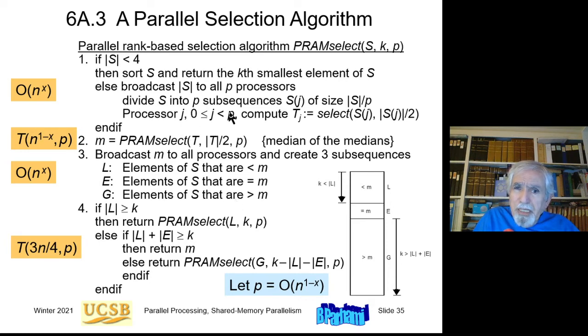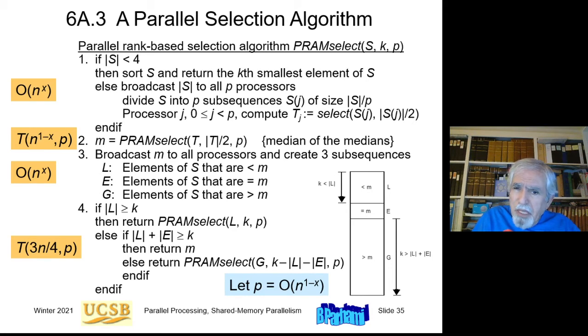Divide S into P subsequences, Sj, of size |S| over P. So basically, divide the list evenly among the processors. Each processor will get a chunk of this list, which has this many elements in it. Processor j, all the processors, compute Tj equal to the median of Sj, the list that is assigned to them.